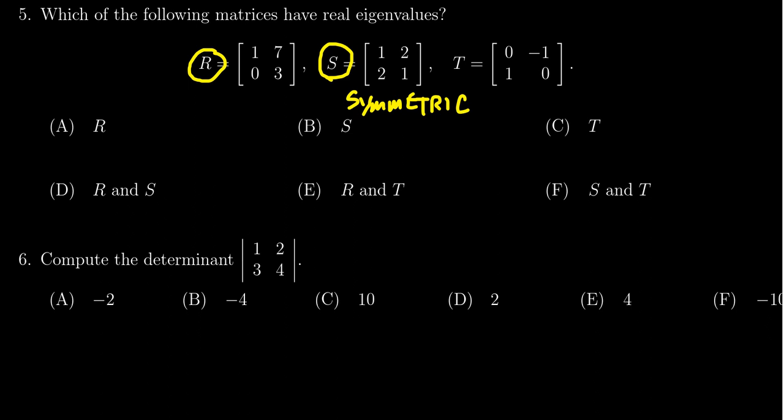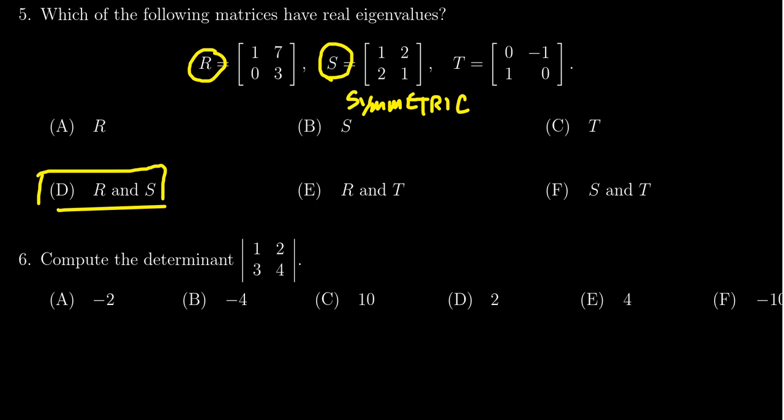So far we have R and S. And if we look at the list of possibilities here, you'll notice that there is no solution that says R, S, and T. So we can already see at this moment that the correct answer would have to be D, R and S, by process of elimination. But why does T not work?